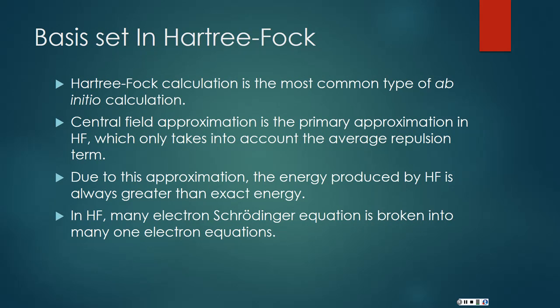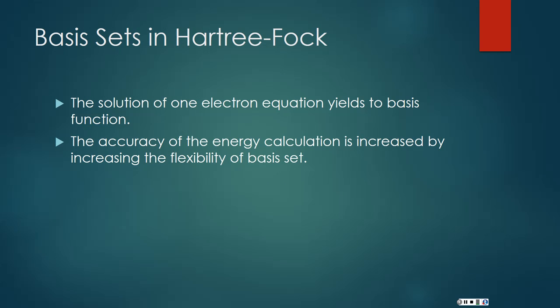So where does this basis set come from? Actually, Hartree-Fock calculation is the most common type of ab initio calculation. The best part of Hartree-Fock is that the many-electron Schrodinger equation is broken into many one-electron Schrodinger equations, and the solution of each one-electron Schrodinger equation yields these basis functions, and the accuracy of the calculation depends upon the flexibility of these basis functions. The basis functions are usually described by two types of orbitals. One is the Gaussian type orbital and the other is the Slater type orbital.